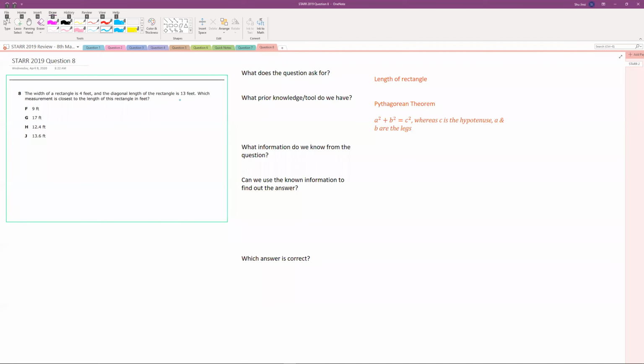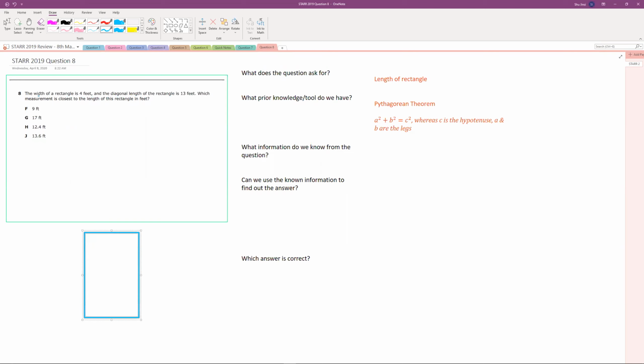Okay, welcome back. Let's take a look at question 8 from the STAR test of 2019. It says the width of a rectangle is 4 feet and the diagonal length of the rectangle is 13 feet. And it's asking for the measurement of the length of this rectangle. So we're going to draw a rectangle to help us understand.